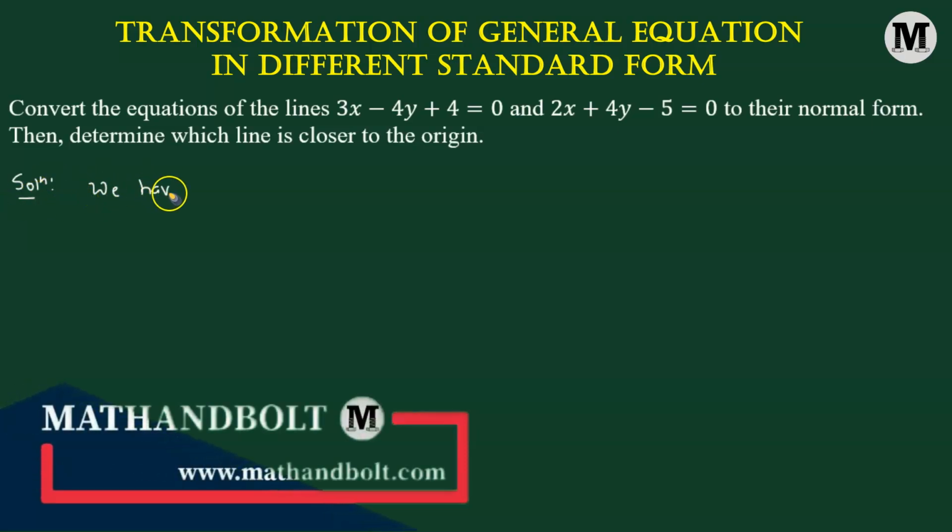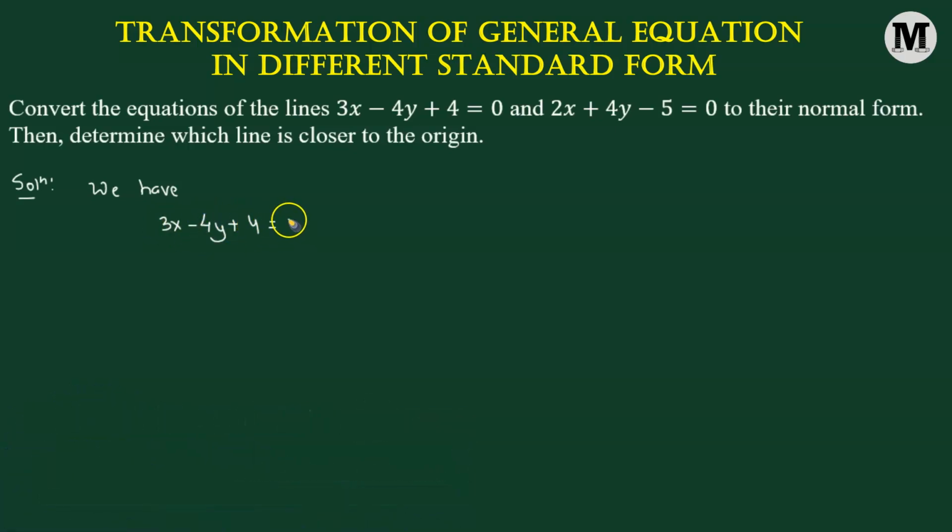We have the equation 3x minus 4y plus 4 equals 0, and the other equation given by 2x plus 4y minus 5 equals 0. What we'll do is compare both of these equations to the general form of a line, which is ax plus by plus c equals 0. So let's do that, comparing with the general equation of a line.